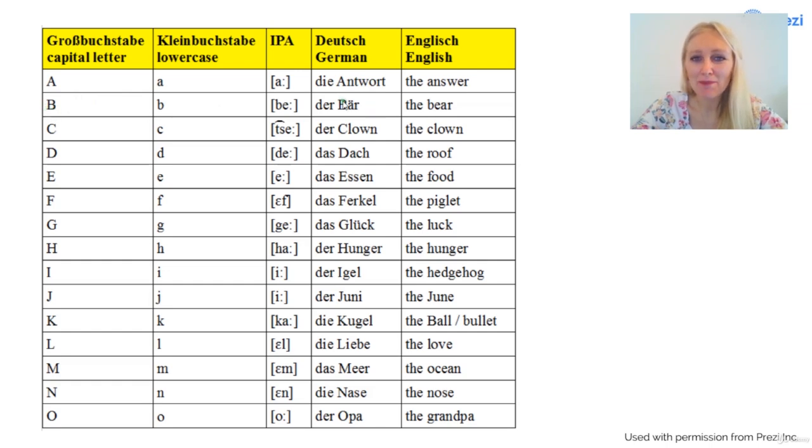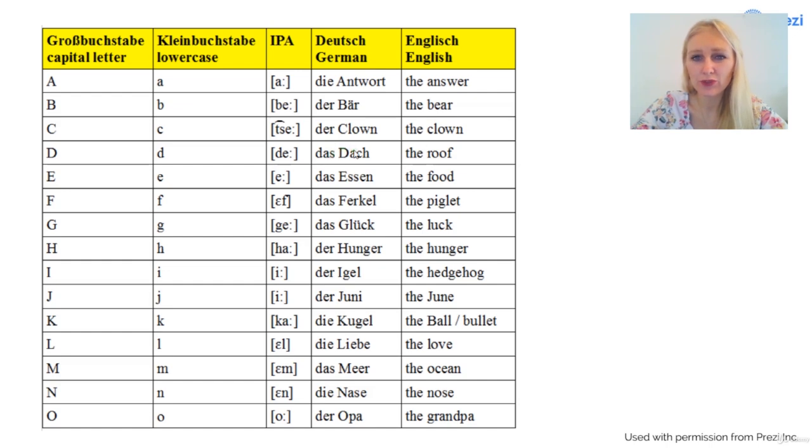B. Der Bär. You see here the bear. Der Bär. Der. This is the masculine article in the German language. Der Bär. C. Here, der Clown. Just like in English, the clown. Der Clown. D. Das Dach. Okay, the roof, das Dach.